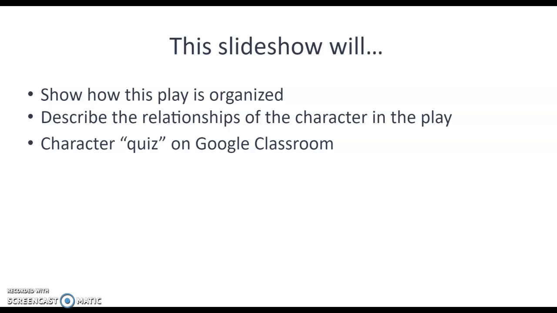So today what we're going to do is talk about how a play is organized, how it's a little bit different than a novel or a book. We're going to describe the relationships of characters in the play, and then there will be a character quiz. It's not really a quiz. It will go in the grade book, but anyway, on Google Classroom.